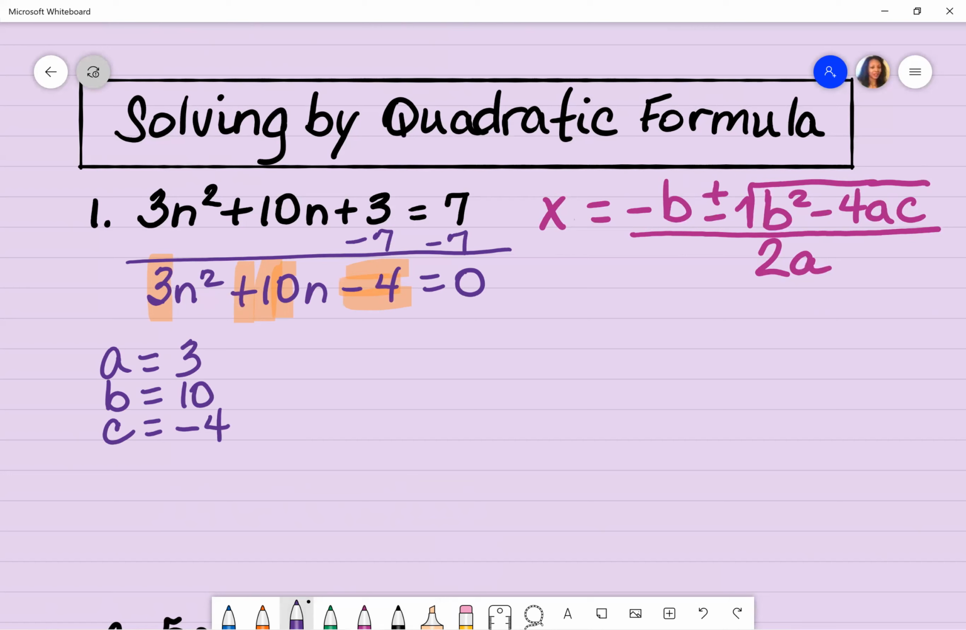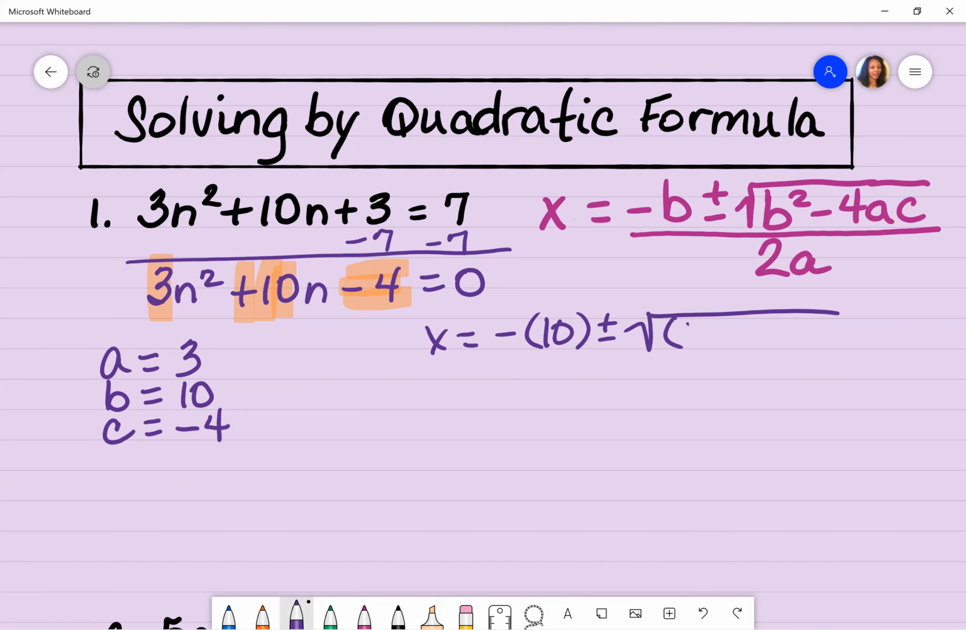Then you want to just input it in where you see that variable. So where it's asking for B, I'm going to put in a 10. Where it's asking for an A, I'm going to put in a 3. And finally, where it's asking for C, I will put in -4. Let's do that. X is equal to negative, and then use parentheses every time that you're substituting.